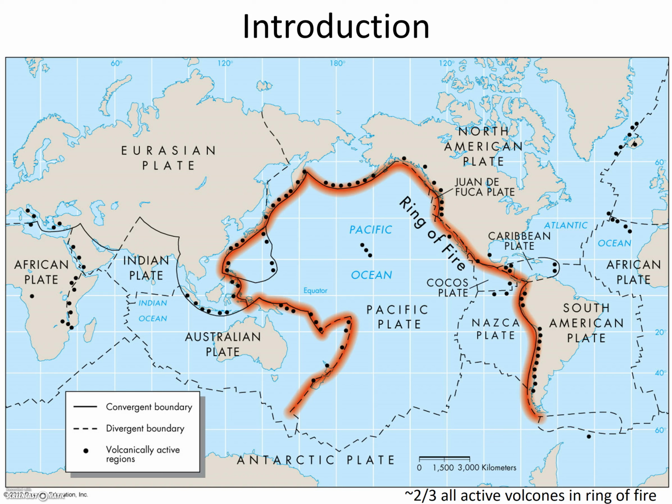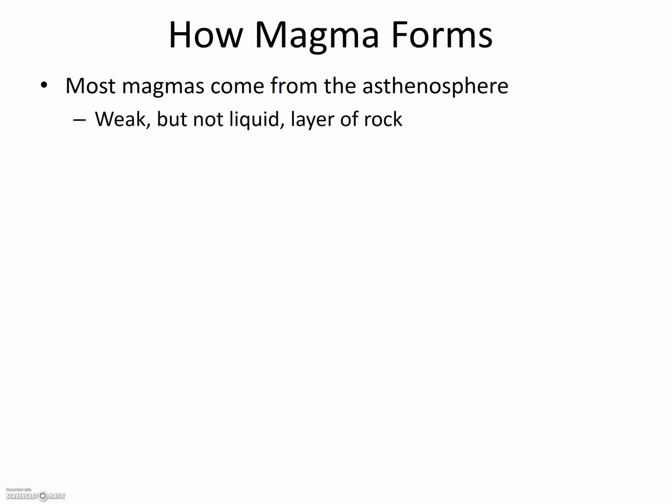So where does magma come from? Most magmas come from the asthenosphere, that weak but not liquid layer of rock in the top portion of the mantle, but below the lithosphere.